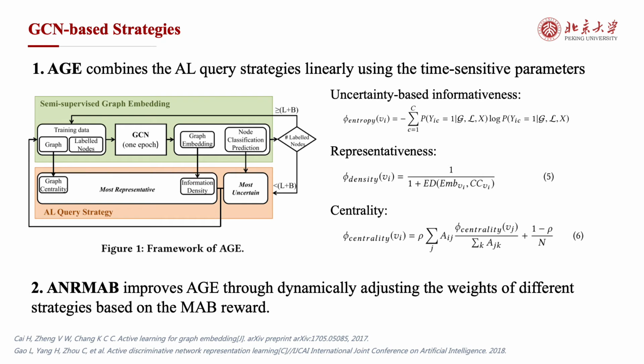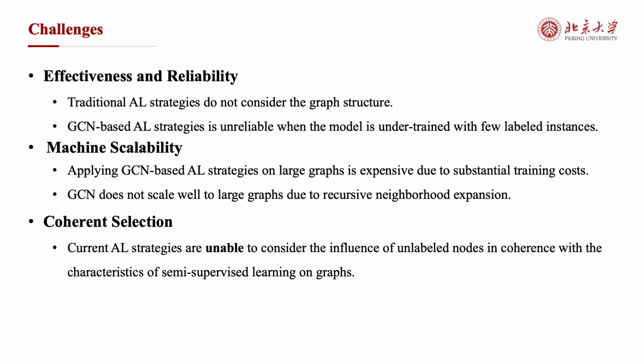In recent researches, AGE applies the GCN to generate embedding and prediction for each node and select nodes to query by combining the 3 metrics. ANRMAB improves AGE through dynamically adjusting the weights of different strategies based on the MAB reward. Here, we conclude the challenges of applying previous approaches on graph. First, effectiveness and reliability. Traditional active learning strategies do not consider the graph structure. Current GCN-based active learning strategies is unreliable when the model is undertrained with few labeled instances.